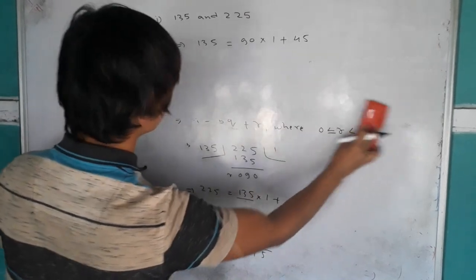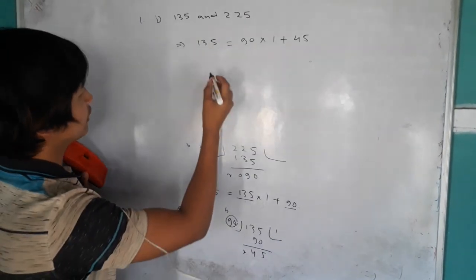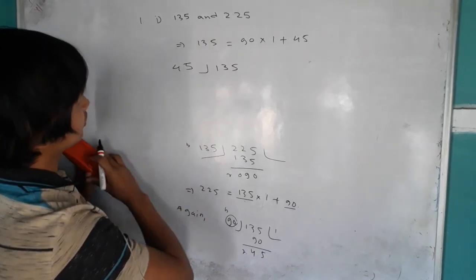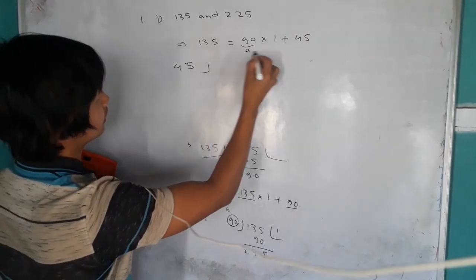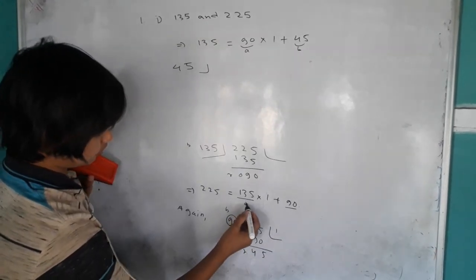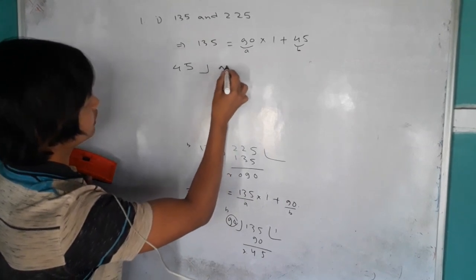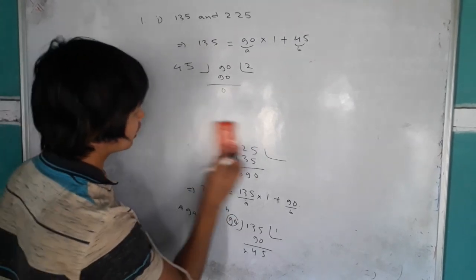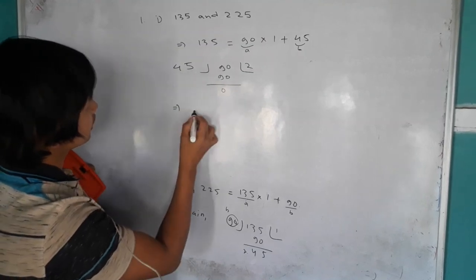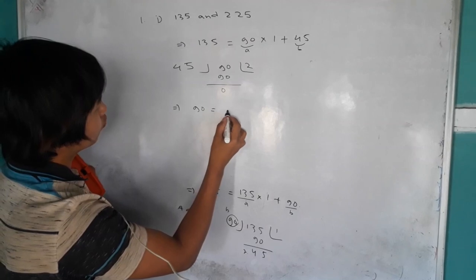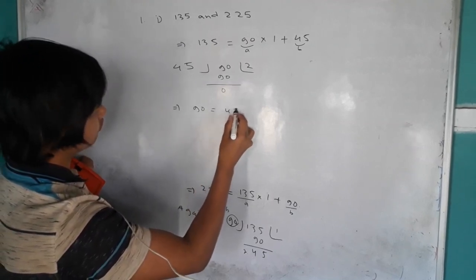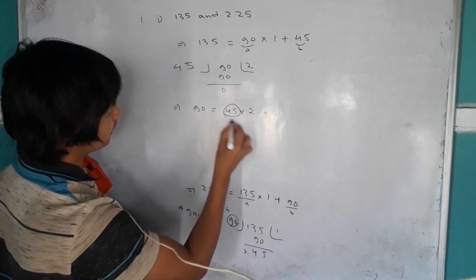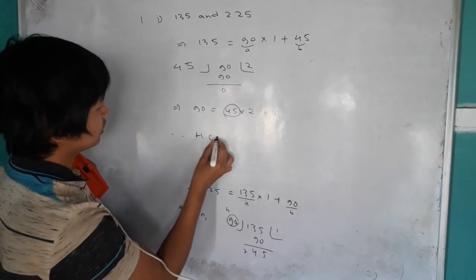45. Now the remainder is not 0 yet, so we need to divide further. 90 should be divided by 45; this will now be A and this will be B. Now 45 into 90, remainder is 0. According to Euclid's division lemma, same rule, dividend is 90 equals B, which is 45, into Q, which is 2, plus remainder 0. So this will be the HCF.